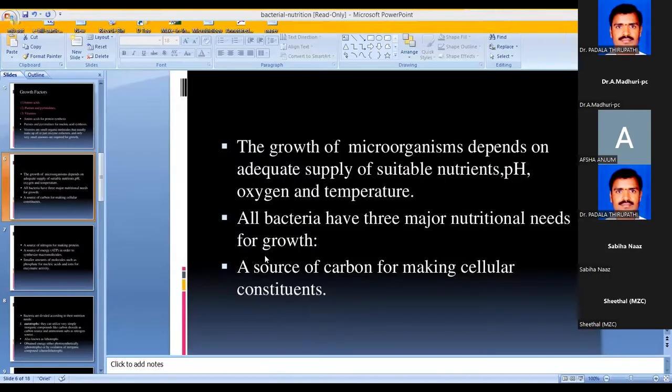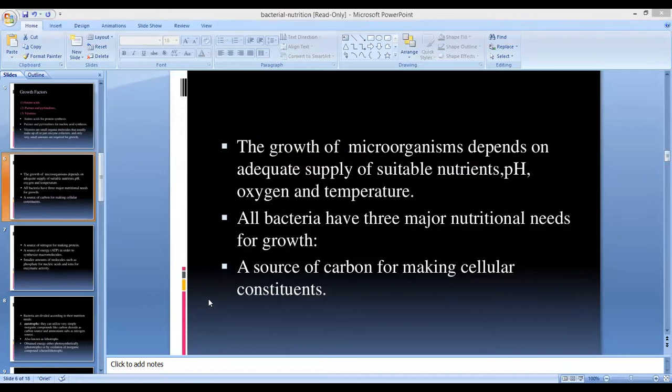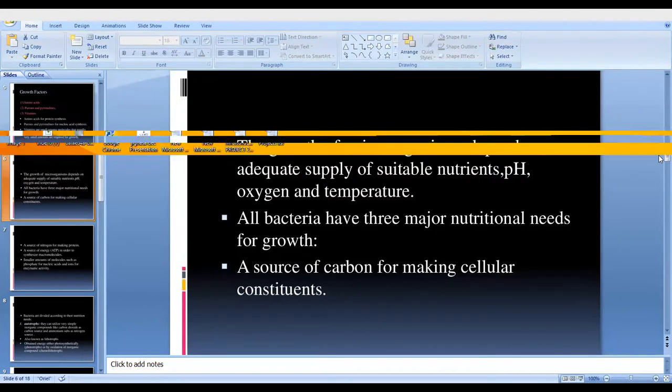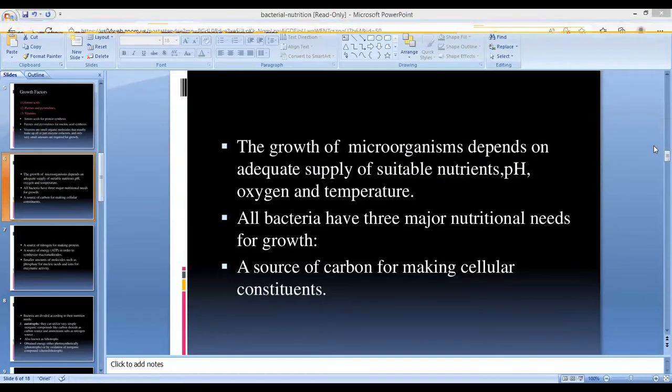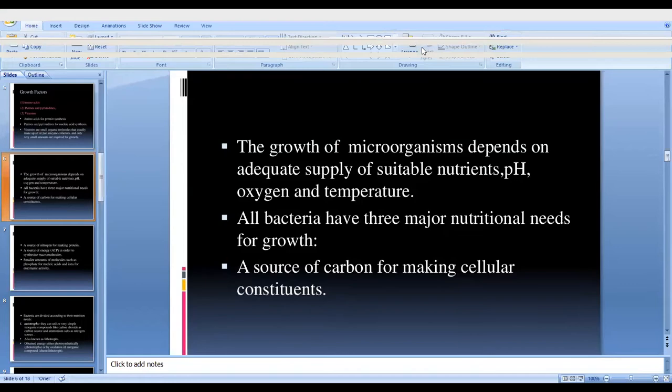So this was about the nutrition and the conditions required by the bacteria. Hope you all have understood the requirements for bacterial growth. Okay, so here we are stopping, and the next topic is bacterial growth.